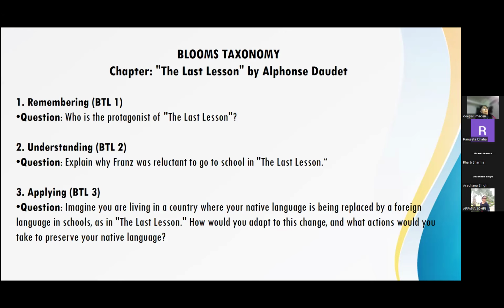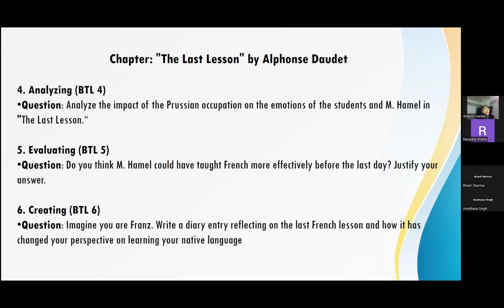Then we have understanding. Explain why Franz was reluctant to go to school in The Last Lesson. So he has understood whatever information is there in the chapter, and he'll be able to explain it in his own words. Then the next is applying, which is the third level of Bloom's taxonomy. So imagine you are living in a country where your native language is being replaced by a foreign language in school, as in The Last Lesson. How would you adapt to this change, and what actions would you take to preserve your native language? So again, this involves the student to apply the knowledge that he has learned.